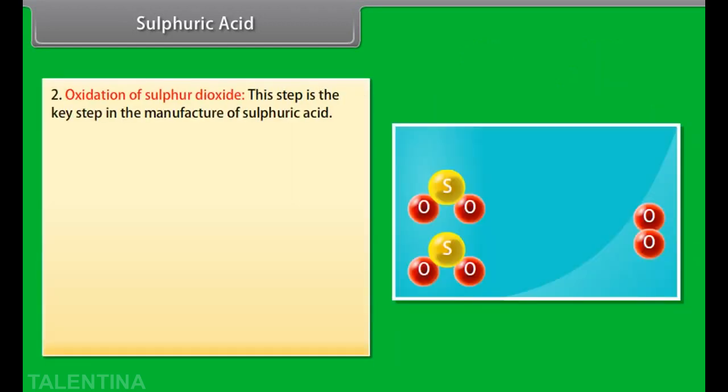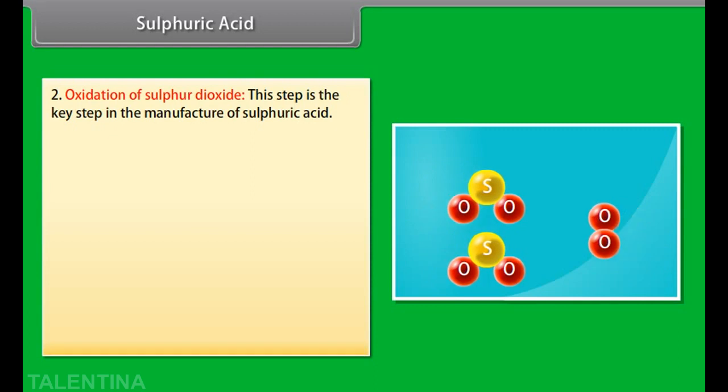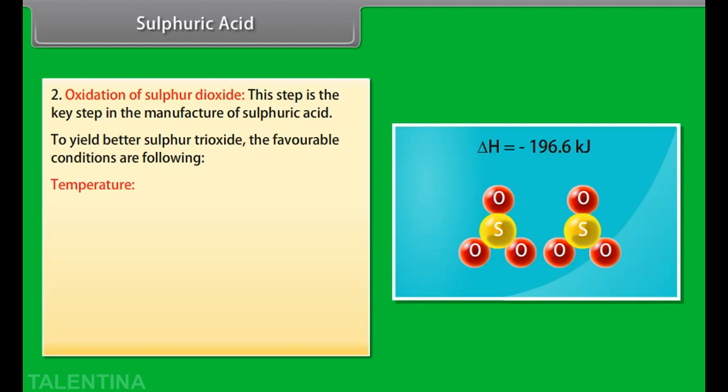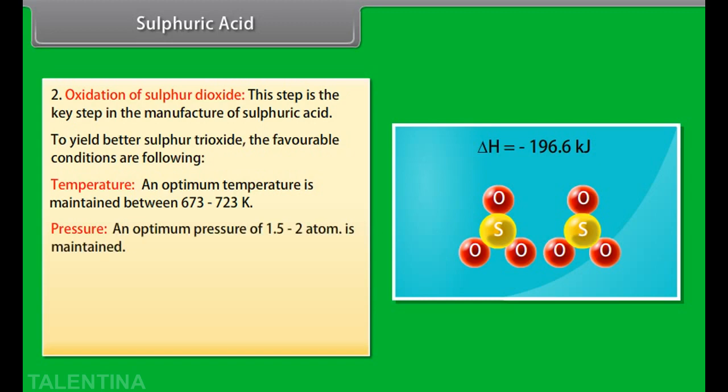Oxidation of sulphur dioxide. This step is the key step in the manufacture of sulphuric acid. To yield better sulphur trioxide, the favorable conditions are the following. Temperature. As the reaction is exothermic, a low temperature favors the forward reaction. An optimum temperature is maintained between 673 to 723 Kelvin. Pressure. A high pressure favors the process. An optimum pressure of 1.5 to 2 atm is maintained.